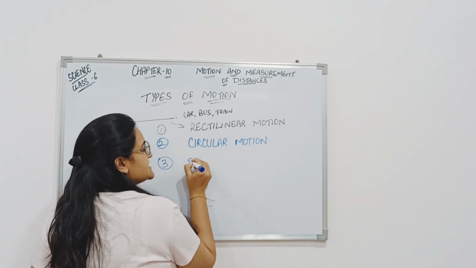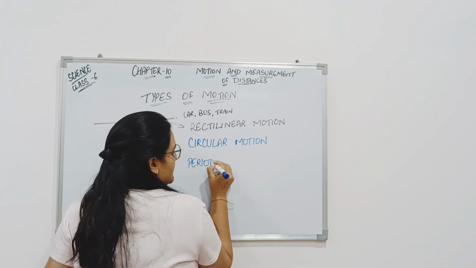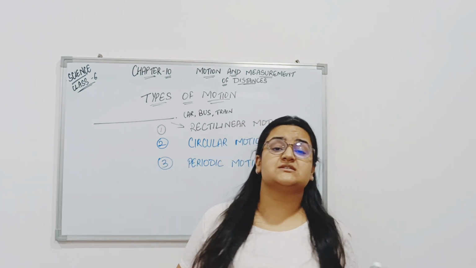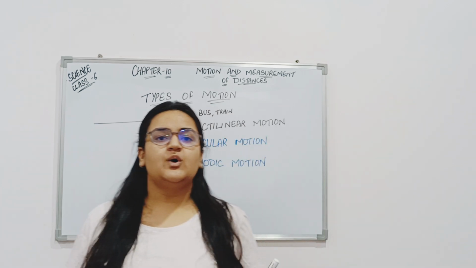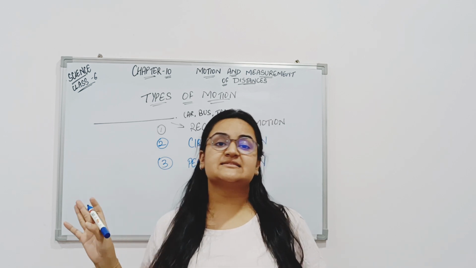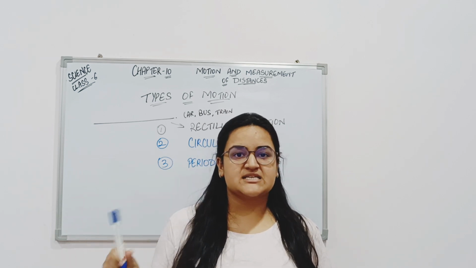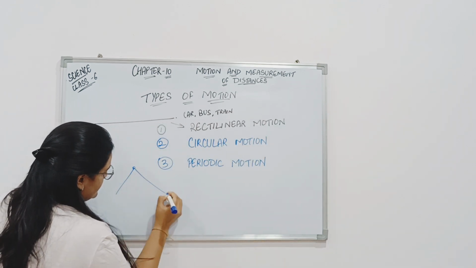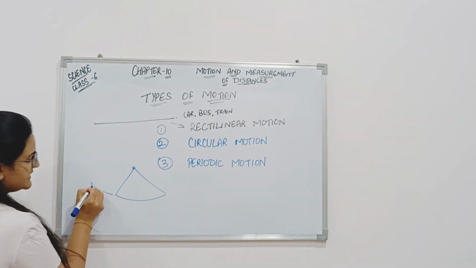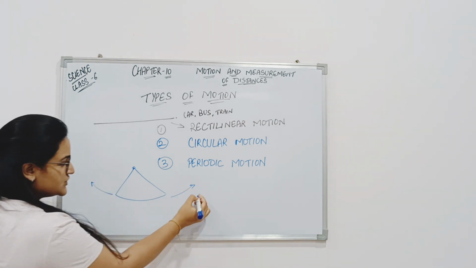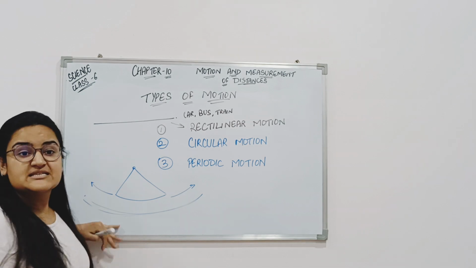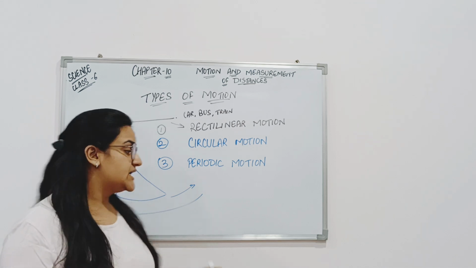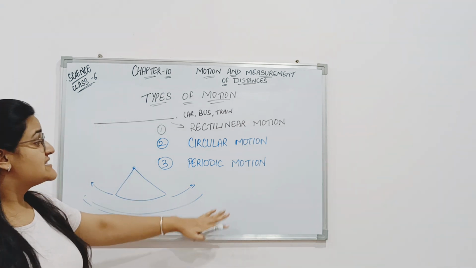The third type of motion is periodic motion. Periodic motion is any movement that is repetitive, that is repeated. You must have taken those swings that are in the melas and the fairs. That is a pendulum. It moves this way and then it moves that way. So this to and fro motion is the pendulum motion. Similarly, there are pendulum watches at our houses. So this is a pendulum motion and this is a periodic motion.